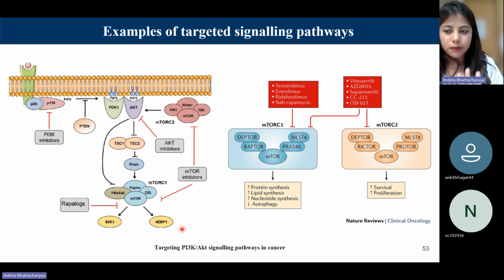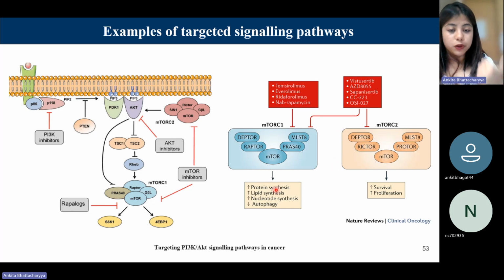So again, not much you need to remember. Basically, they are inhibitors that are operating at different steps. A little more detail about that has been given in the figure on the right. You can see mTORC1 and mTORC2 complexes have been represented separately. Their downstream functions are different.